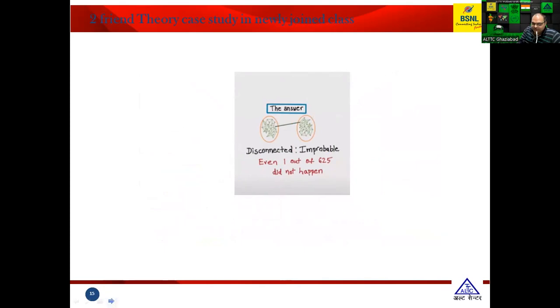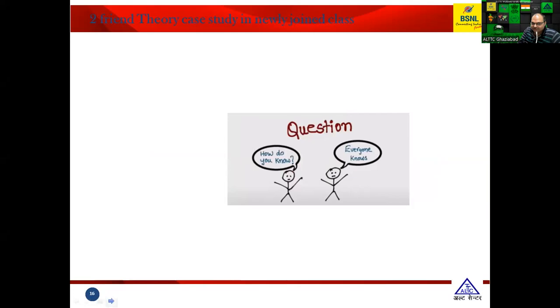Okay, then further, this is the question. How do you know? Everyone knows like that. How does it work? Suppose Rama talks to Salma and talks about Mahesh. Okay, there is some girlfriend of Mahesh. This is the message, and he said to Salma, "Hey, don't convey to anyone."